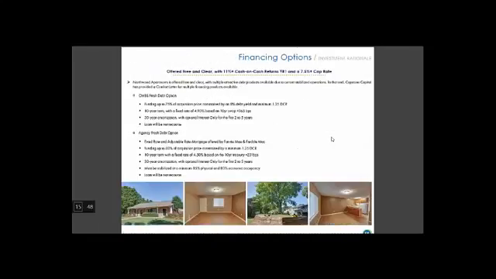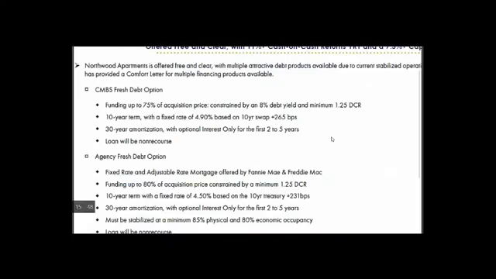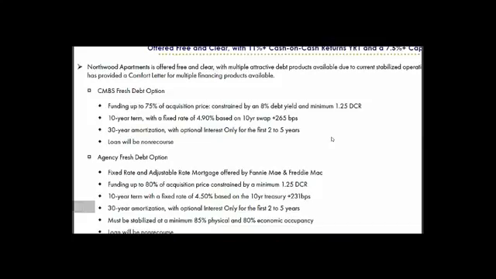Offered free and clear with an 11.5% cash-on-cash return. Look at what they've done here, they've given you some debt options. So what they're saying is you can do a 75% LTV acquisition, a 10-year term at a 4.9% interest rate, 30-year amortization. The loan will be non-recourse. Okay, so that's a CMBS, commercial mortgage-backed security, fresh debt option.